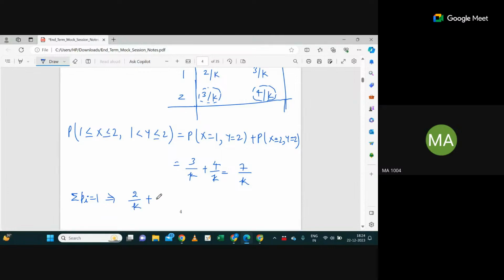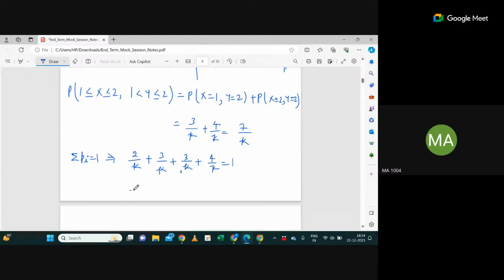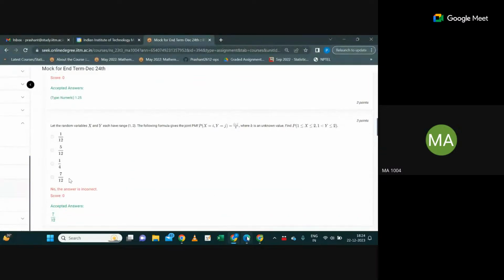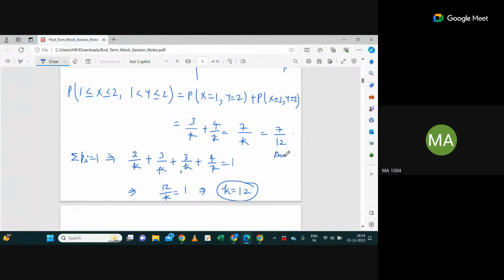Okay, so I will use the property of probability. The sum of all the probabilities should be equal to 1. Now we'll solve it. So it's 3, 3, 6 to 8, 12 by k equal to 1. So k is nothing but 12, right? So the value of k is 12 now, and the value of this is nothing but 7 by 12. So option number D is the correct answer.